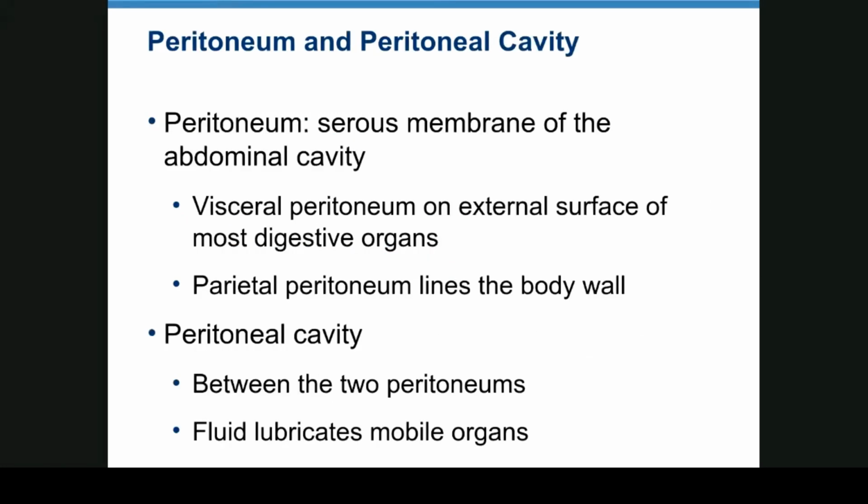Okay, the peritoneum is the serous membrane of the abdominal cavity. The visceral peritoneum is the outer surface of the digestive organs. Peritoneum lines the body wall. The peritoneal cavity is the potential area between the two peritoneums, and it has fluid, lubricates, and keeps the guts moving nicely.